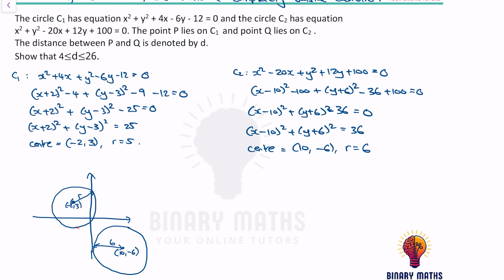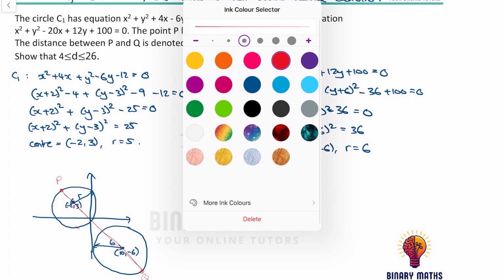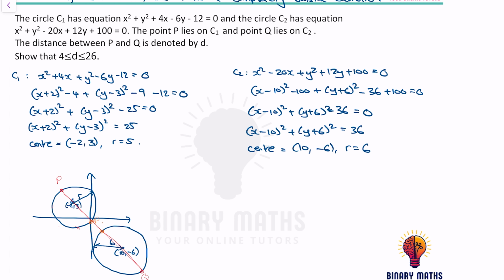Now, in order to do this question, if I draw a line that goes through the two circle centers, then the maximum distance, which is D between P and Q, will happen when P is here and Q is there. And the minimum distance will happen when P is here and Q is there. So in order to work out these maximum and minimum distances, the first thing I need to work out is the distance between the two circle centers.